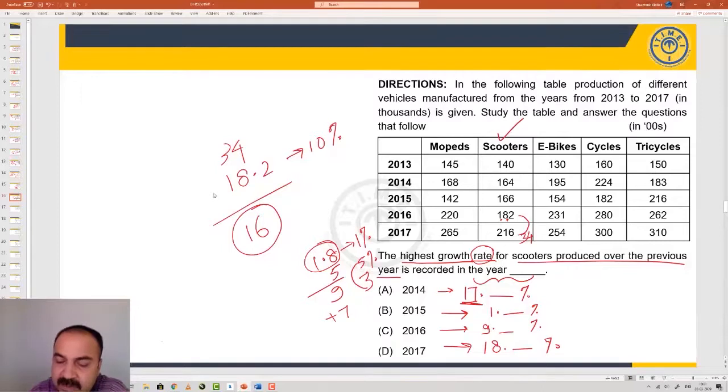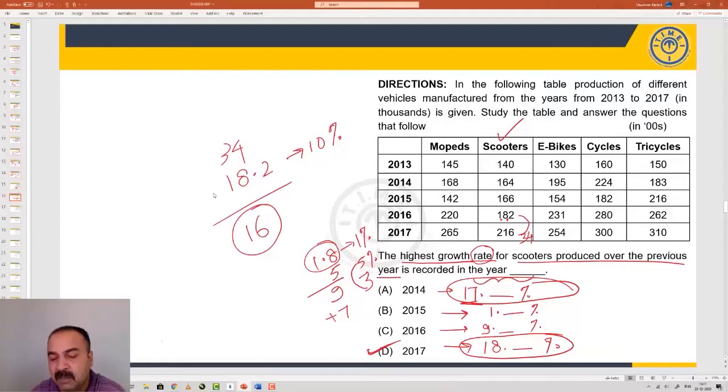So between the two contenders, 17 point something percent and 18 point something percent, which is the better number, because you are finding the highest growth? Therefore the answer is 2017 for this particular question.